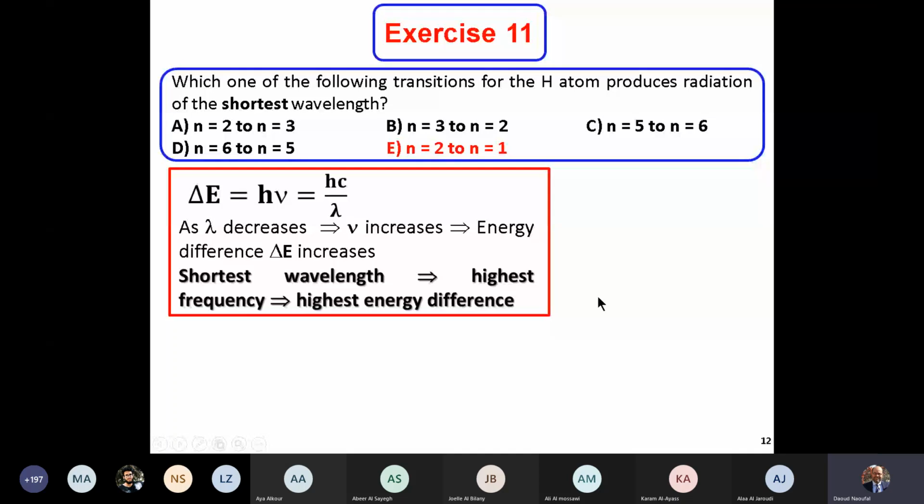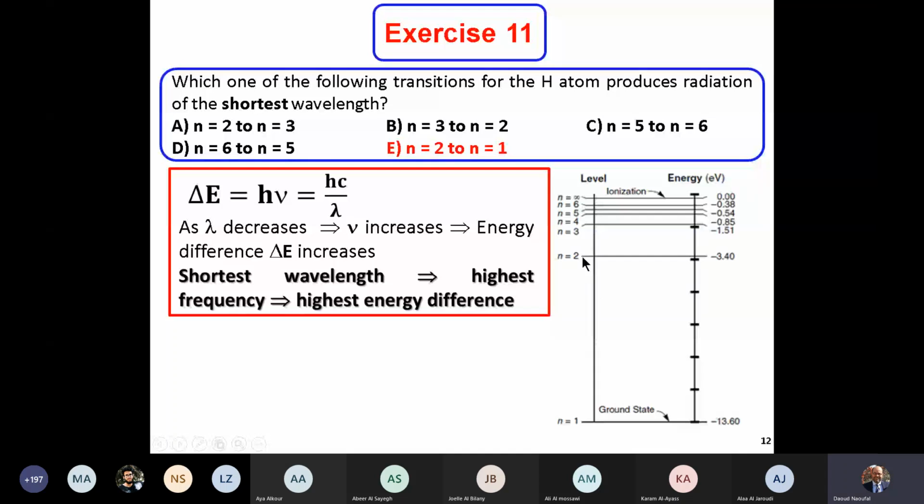We saw in the previous slide that the highest difference between levels for the hydrogen atom is between level 1 and 2. So delta E, the greatest, is between level 1 and 2. So in this case, the correct answer is E.